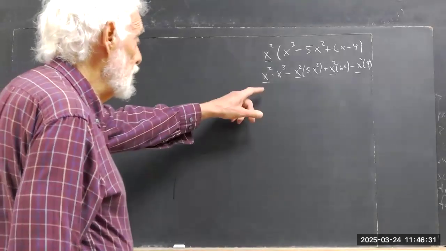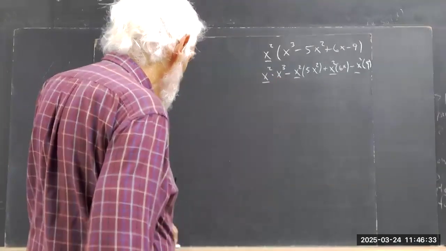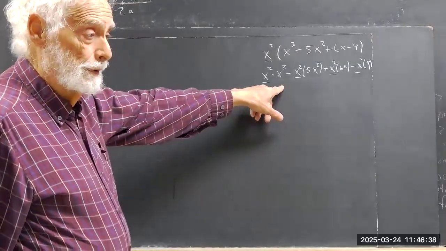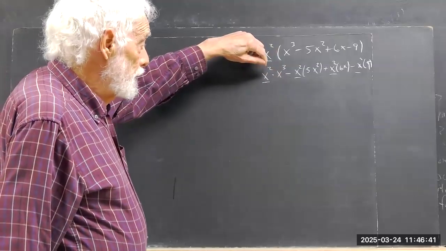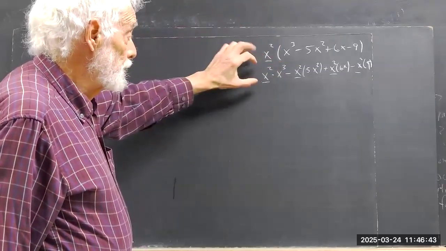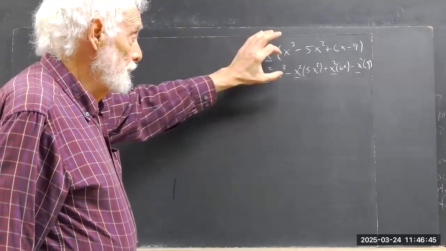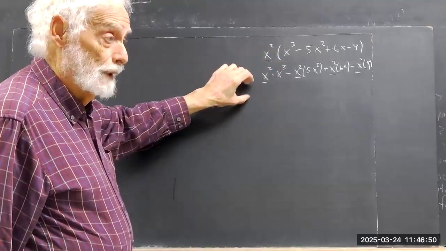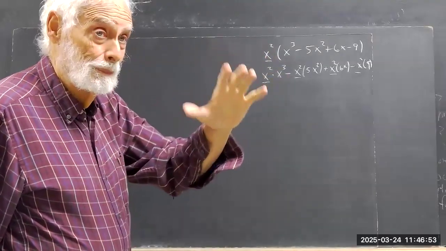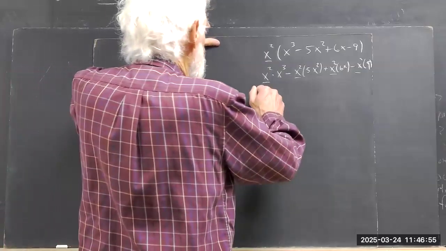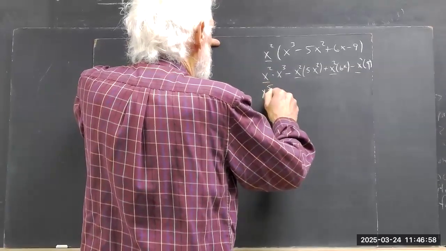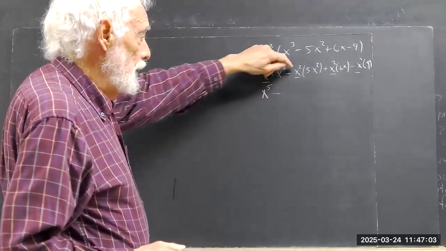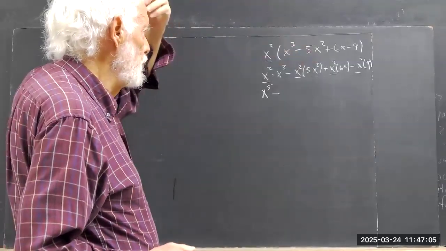Well, now what's x squared times x cubed? Well, you have a rule that says when you multiply the same number with different powers, you add the powers. That's because this means x times x. This means x times x times x, which gives you x times x times x times x times x. That's 5 of them. Okay? So this is x to the 5th.